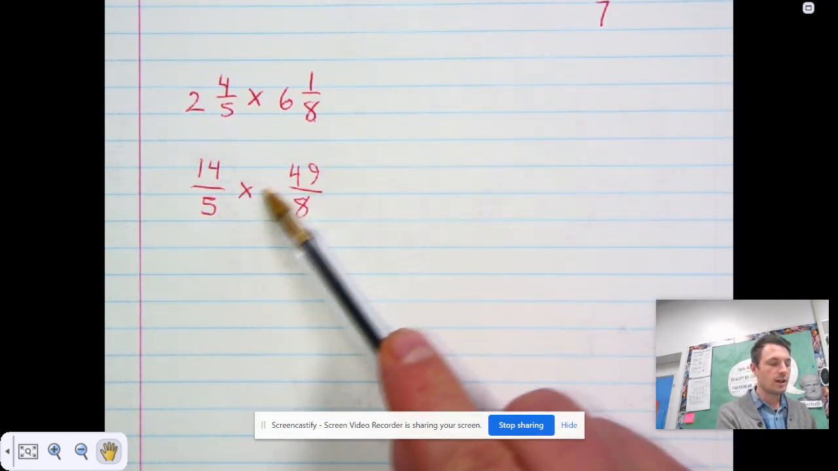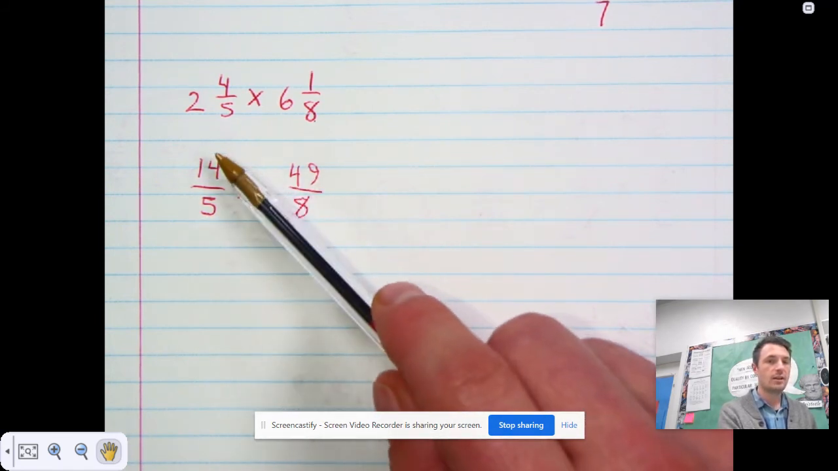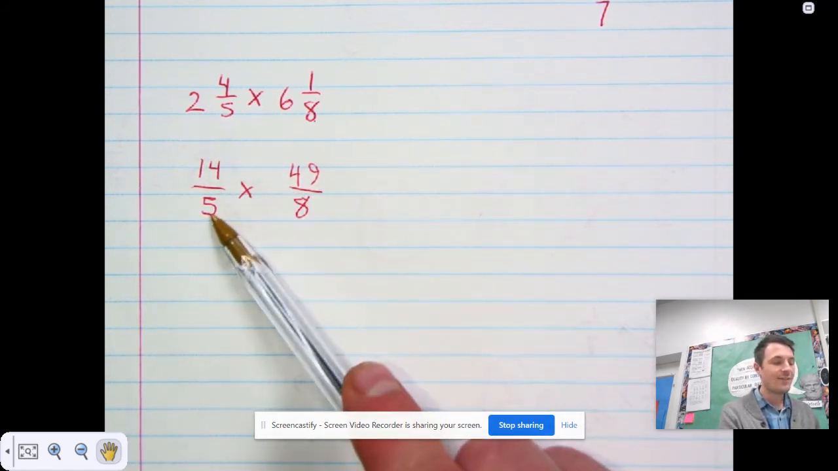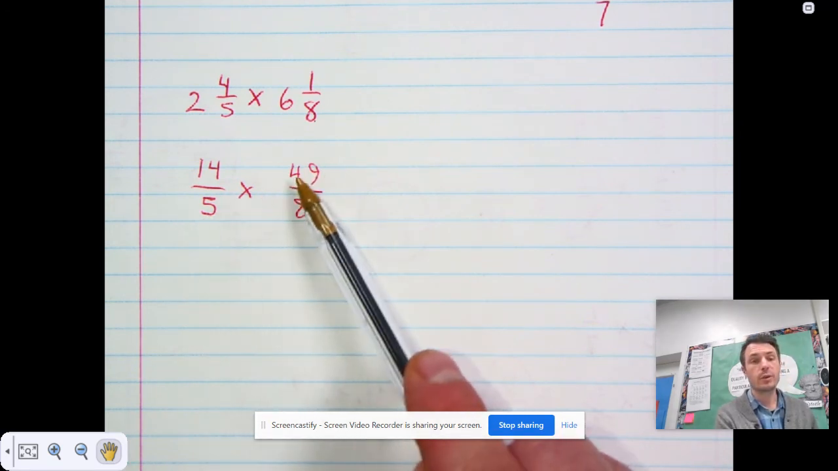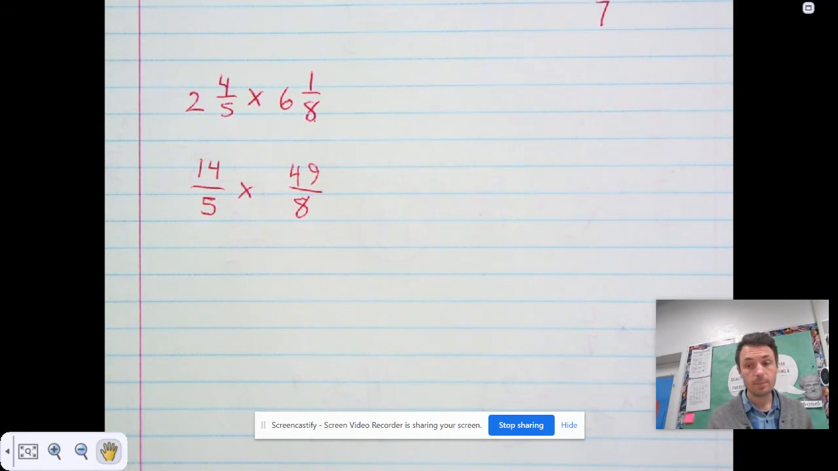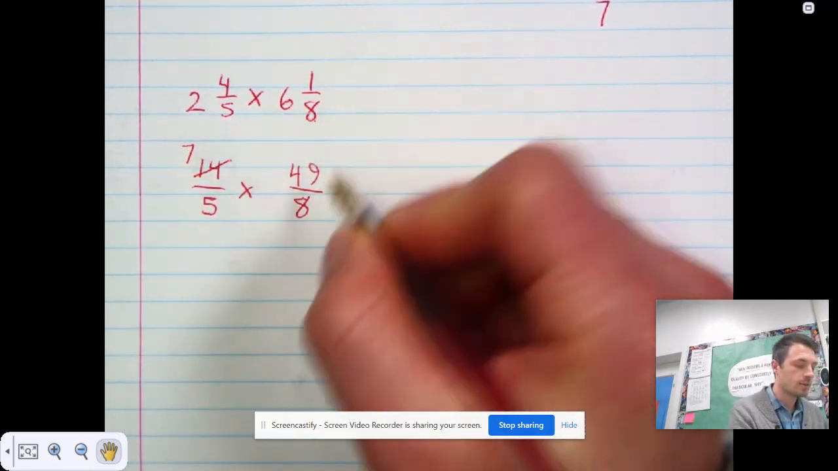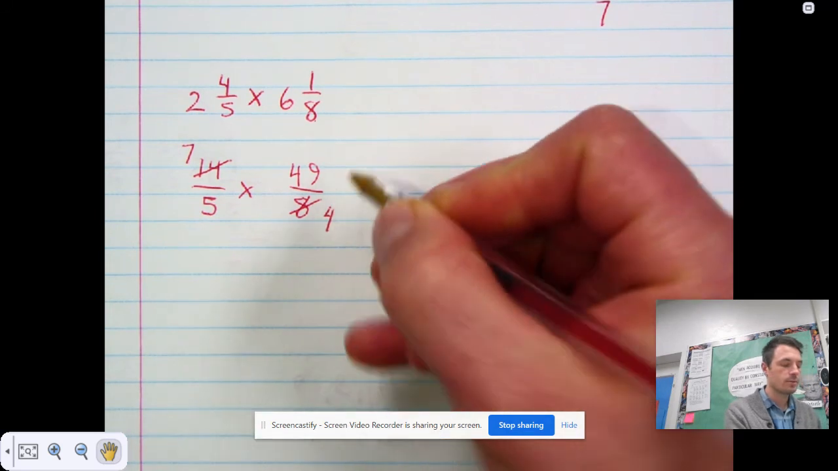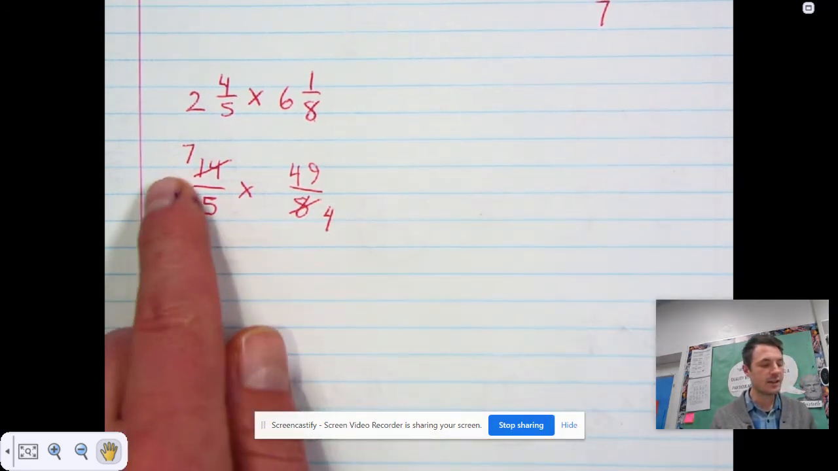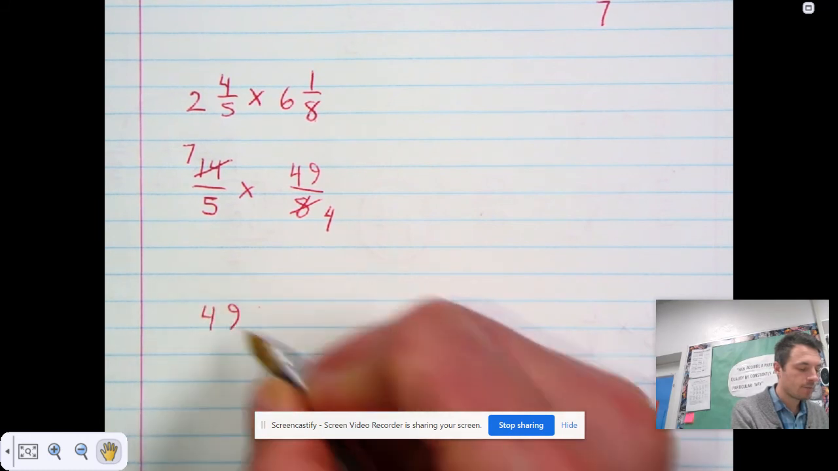5 and 49 can't be cross-canceled is what I meant to say. But you can cross-cancel with 8 and 14 because they're both even numbers. So you know they're both divisible by 2. So 2 can fit into 14 7 times. 2 can fit into 8 4 times. Now we have 7 times 49. You might want to use your scratch paper for that.